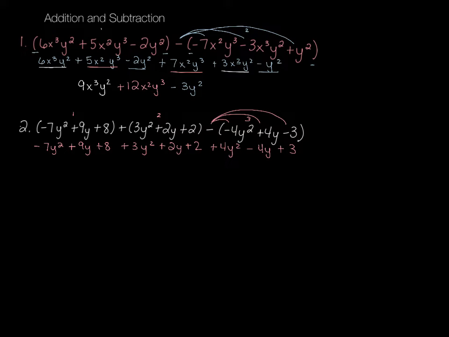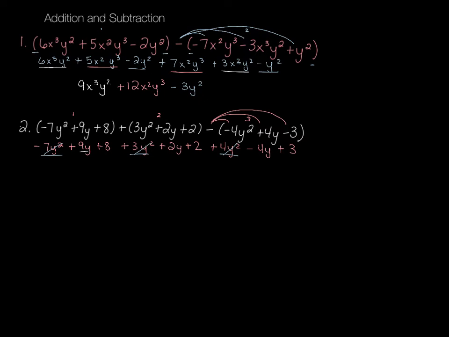And then like we did before, we'll go through and combine like terms. So I have negative 7y squared, 3y squared, and 4y squared. So you'll notice that I have negative 7, and then if I look at the positive ones, I have positive 7, so those are just going to all cancel each other out. A negative 7 plus 7 would just be 0.